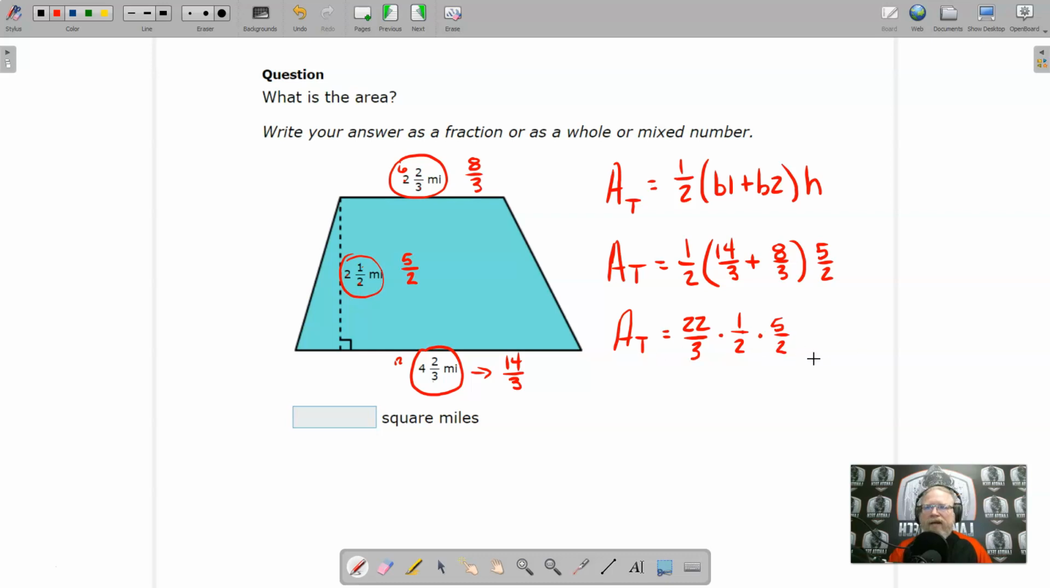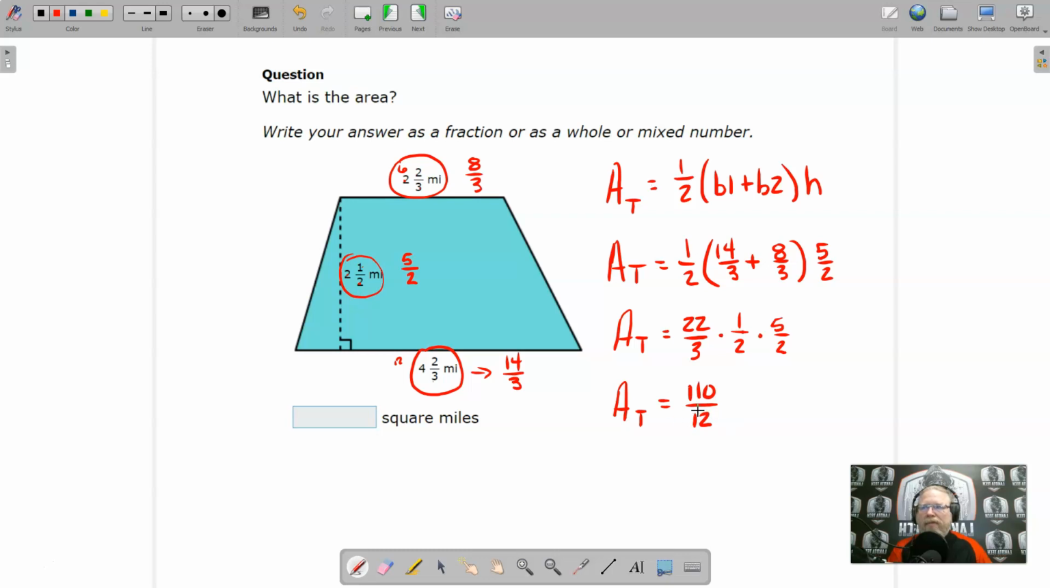And now we just have fractions all the way across. Now it looks like I could simplify beforehand, do I want to? No, I'm not going to do that. I don't want to get into another area here. We're just going to multiply straight across. So 22 times 1 times 5 is the same as 22 times 5, and that's going to give us 110 in the numerator. And then 3 times 2 times 2. Well, 2 times 2 is 4, and 4 times 3 is 12, so there's 12.